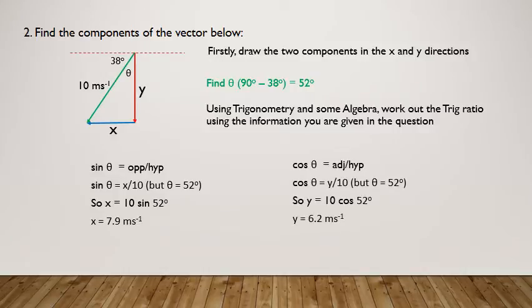In the Y direction, we've got the adjacent side over the hypotenuse. That's the cosine of that angle. So cosine theta, or cosine of 52, is equal to y over 10. If we multiply both sides by 10, we're left with y is equal to 10 times the cosine of 52, which gives us an answer of 6.2 meters per second.